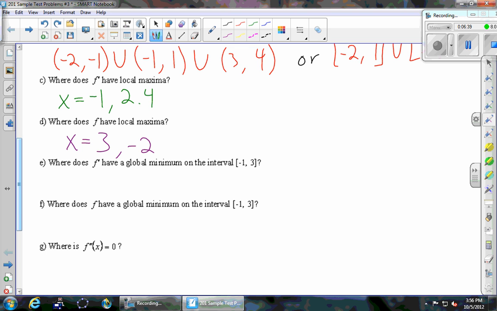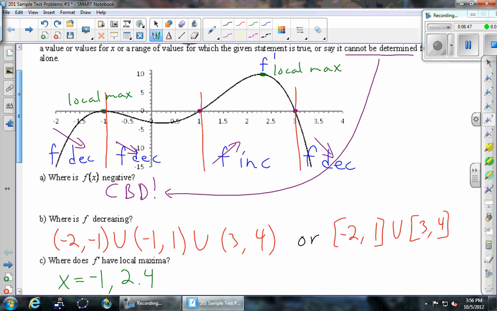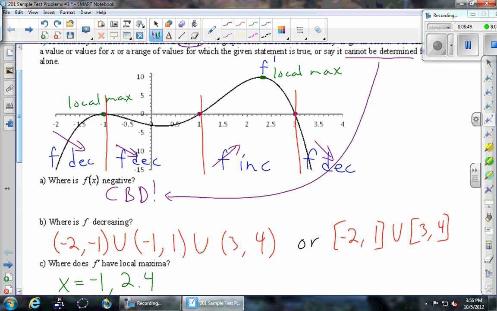Part E, where does f prime have a global minimum on the interval from -1 to 3? Okay, again, f prime is the graph that we're given. So we're just looking for the absolute lowest point anywhere from -1 to 3. So all in here, we just want the lowest point we can find. And it looks like the lowest point we can find is maybe right around here.